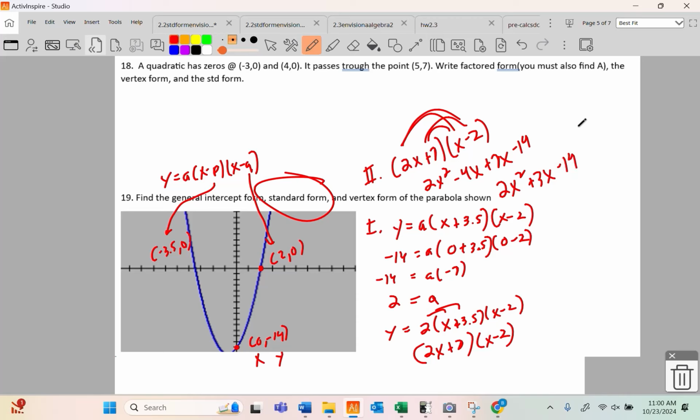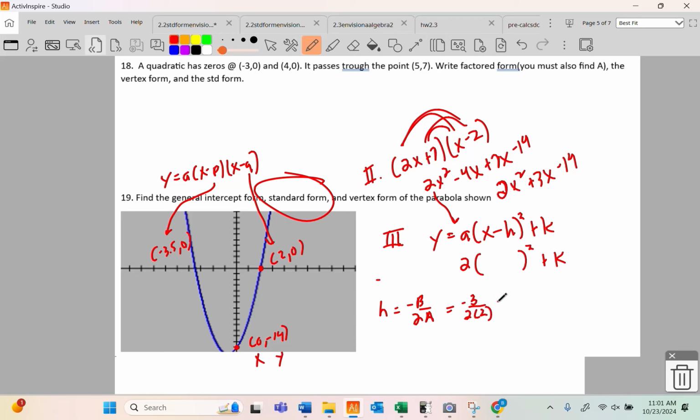I do know that a is 2, right? I put a 2 there. And I have to find the rest of it. So h is found by doing opposite b over 2a. So negative 3 over 2 times 2, which is negative 3/4. So I'd have x plus 3/4 because I have to change sign when I enter.